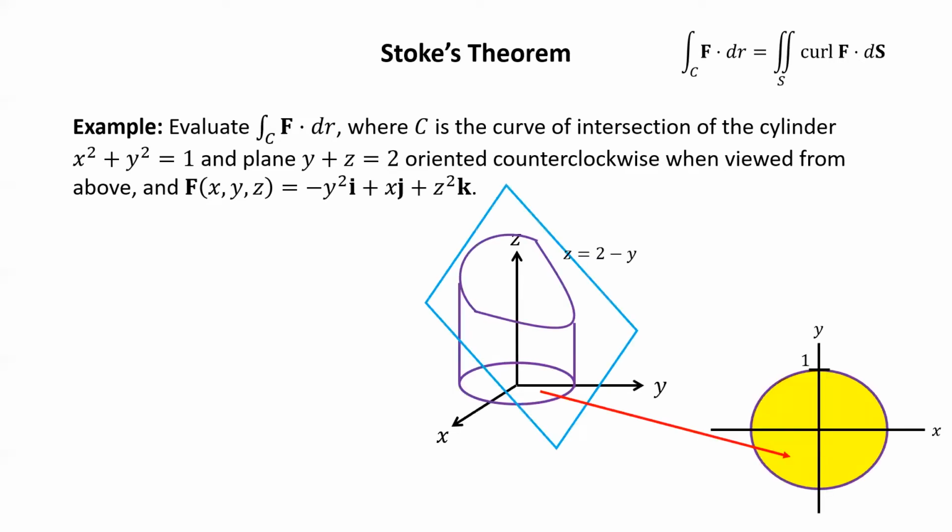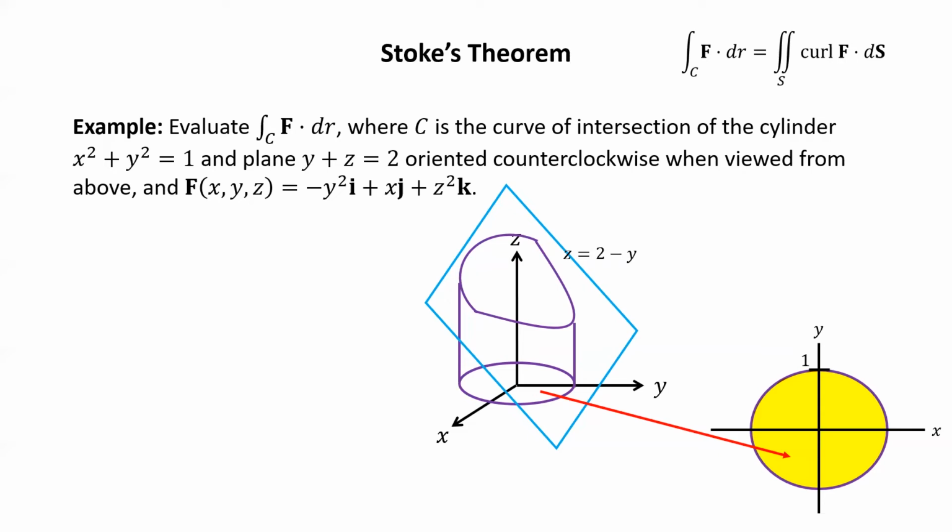As always, we should start by drawing a picture of the situation. Notice I drew the cylinder x squared plus y squared equals 1. And I sliced that cylinder with the plane y plus z equals 2, or equivalently, z equals 2 minus y. Notice how when the plane slices the cylinder, it creates a little distortion there, as usual. Notice that I also drew a picture of the circle x squared plus y squared equals 1 in the xy plane. You can see that is the intersection of the cylinder with the xy plane.